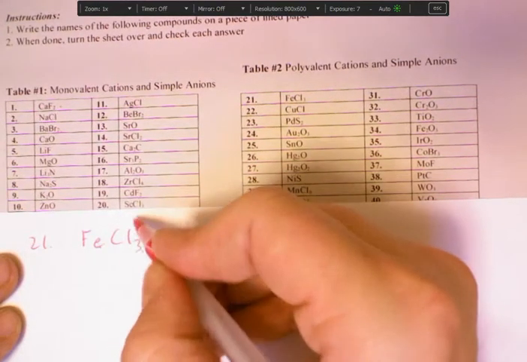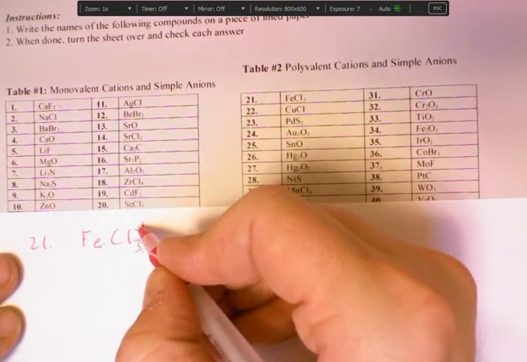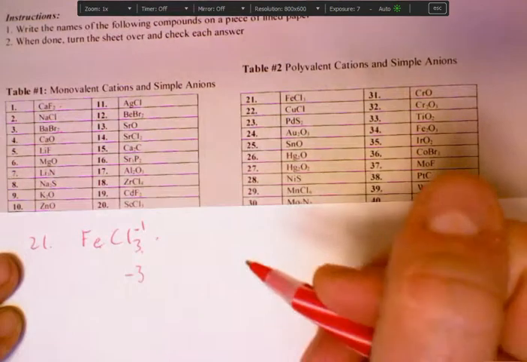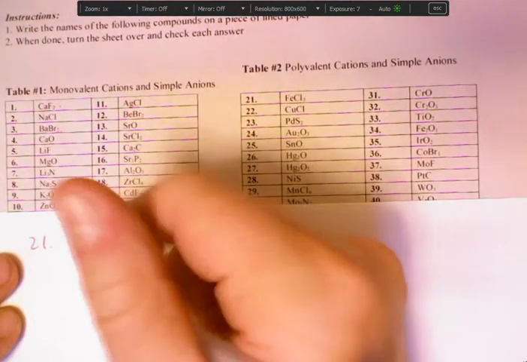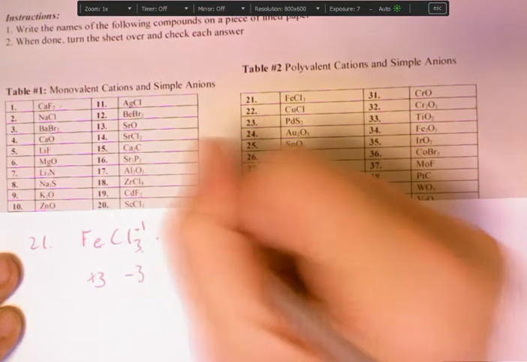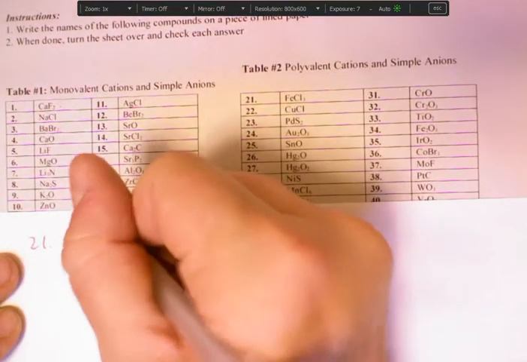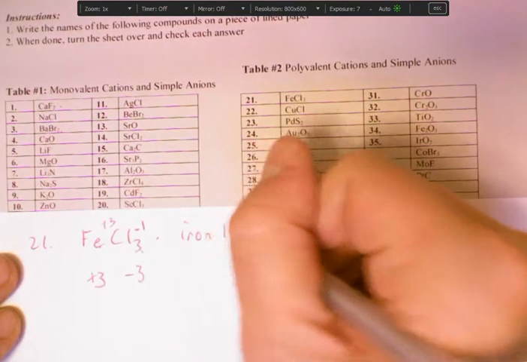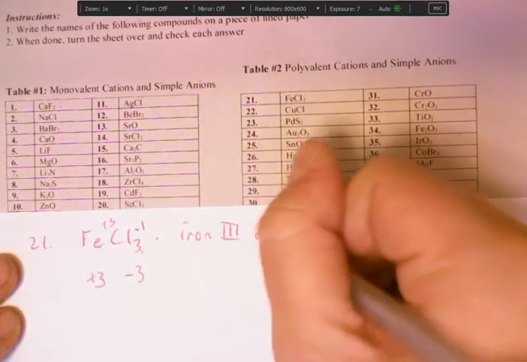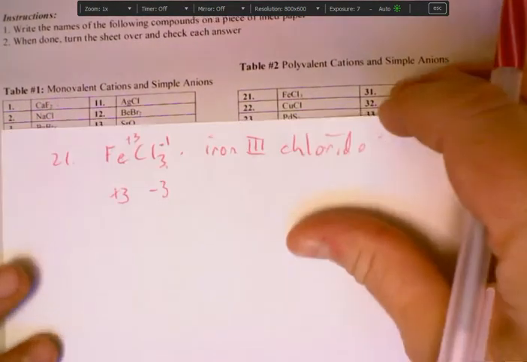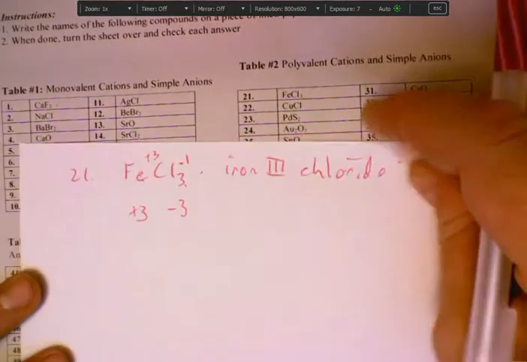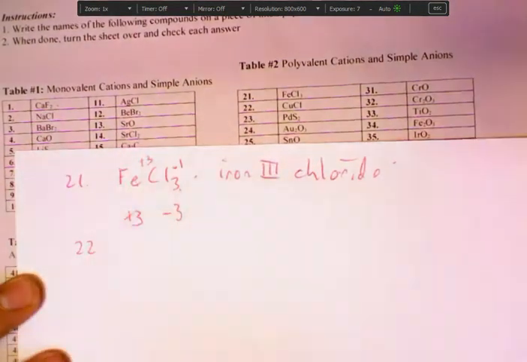So the chloride ions, there's 3 of them. They have a total charge of -3. The charge on the iron must be +3 in order to balance that out. So this is iron, and then the charge on the iron is +3: iron 3 chloride. Again, let's take a look at the next one. Next one's CuCl, number 22 here.